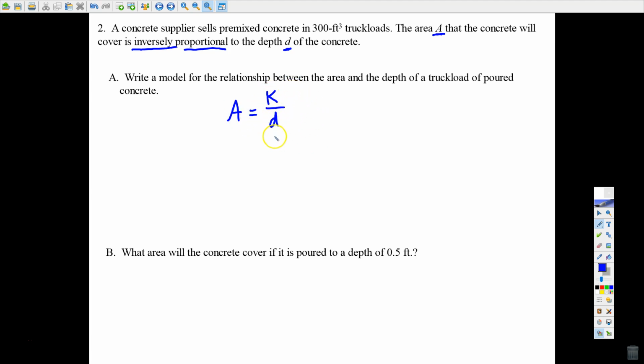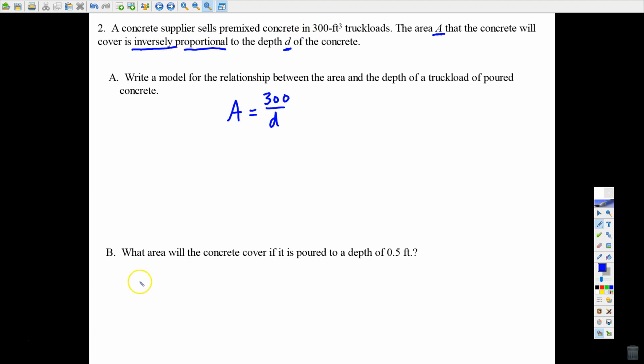And now let's get a specific number. We know that since it's sold in 300 cubic foot truckloads, they basically told us what the number for K is. So I can replace K with 300. So that's my answer for letter A. Pretty simple. This is an example where you didn't have to figure out K. It was actually handed to you. If they had told you that area is a certain number when the depth is a certain number, then you would have had to solve for K. But that's not the case here.